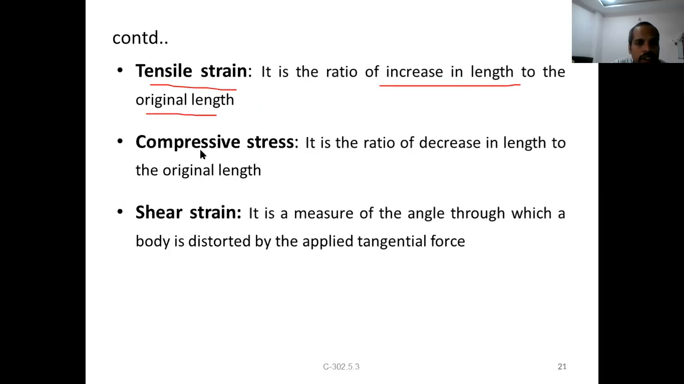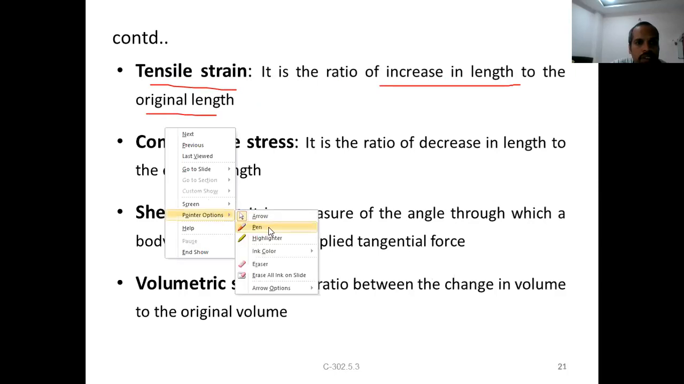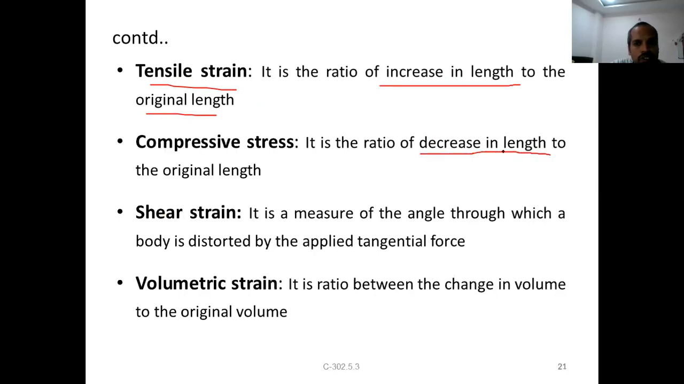And compressive strain. So what is compressive strain? See, the decrease in length. You observe the difference: decrease in length to original length, the ratio of decrease, whereas in tensile it is increase. In compression the length decreases, in tension the length increases, right? Simply, strain is nothing but change in length to original length. Increase in length to original length is tensile strain, decrease in length to original length is compressive strain.